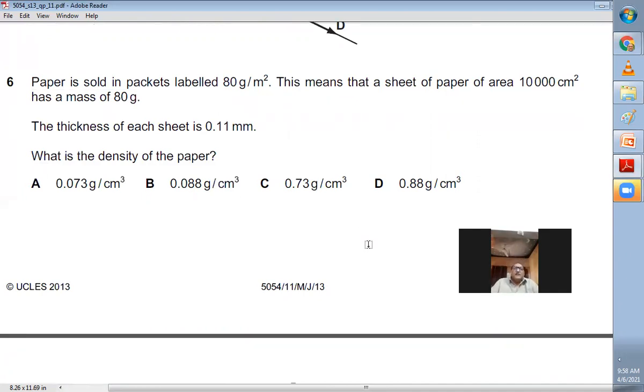I know the area of a single sheet of paper, that is 10,000 centimeters square. I know the thickness of one sheet of the paper, that is 0.11 millimeter. So convert this into centimeter. To convert 0.11 millimeter into centimeter, you have to divide by 10, because in 1 centimeter there are 10 millimeters. So multiply the area with the thickness, you will get the volume. Once you have the volume, we know the mass of one paper, that is 80 gram, divided by the volume of the one paper, and you will be able to get the density of the paper.